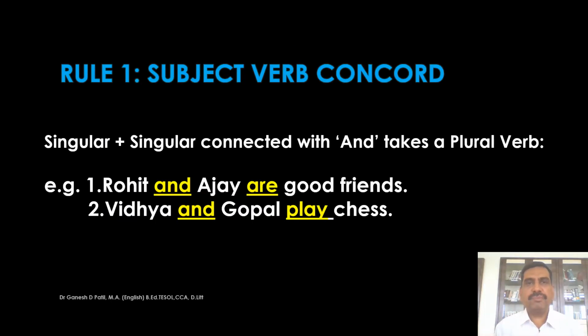When two singular subjects are connected with and, the verb that follows is plural. For example, Rohit and Ajay are good friends. Here Rohit and Ajay are two singular subjects and they are connected with the conjunction and. Therefore, the verb are is plural. In the same way, Vidya and Gopal play chess.